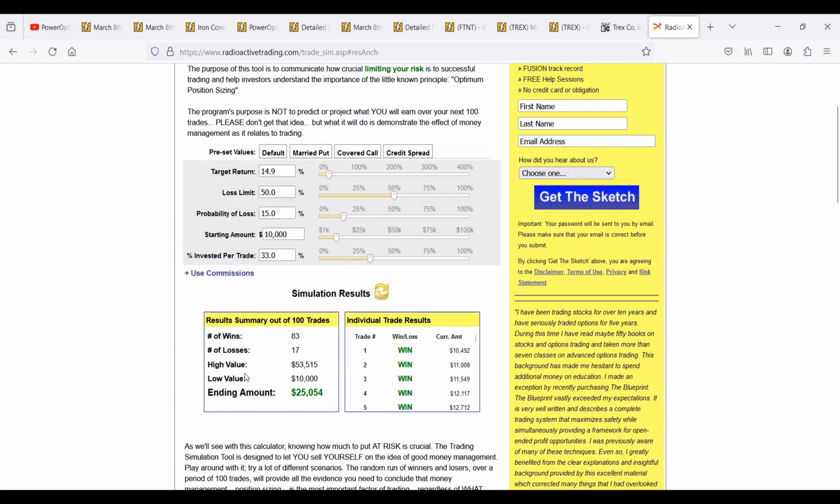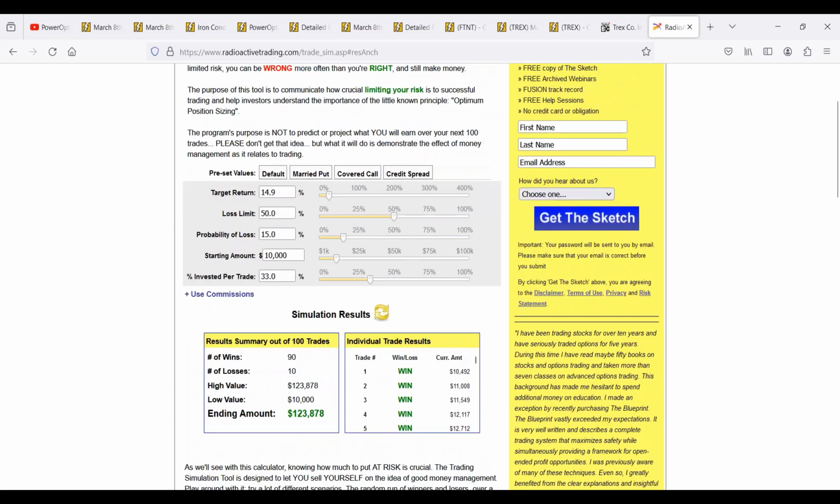What this tool did is flip a coin 100 times. Heads, you win. Tails, you lose. You can see the number of wins, number of losses based on the probability of loss you set, high value, low value, ending amount. Now this one is unrealistic because we had a string of 15 winners in a row. Possible, not likely. But as you go, wins and losses, you can see the effect.